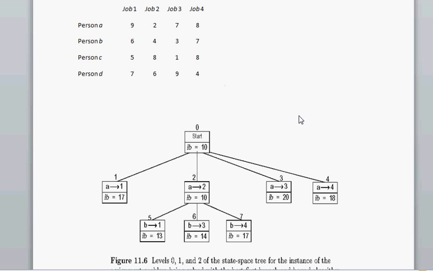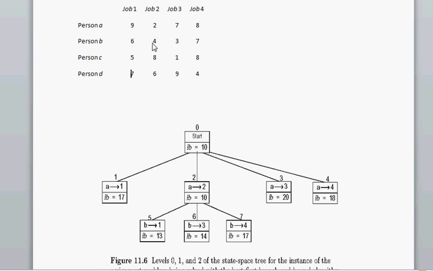Now what you can do is assign job 1 to A, or job 2 to A, or job 3 to A, or job 4 to A. Okay, now we will check what will be the total cost if you assign job 1 to A. Now how do you do that? Assign job 1 to A, that means 9 is the cost. And when you assign job 1, you cannot assign job 1 to person B, person C, or person D.